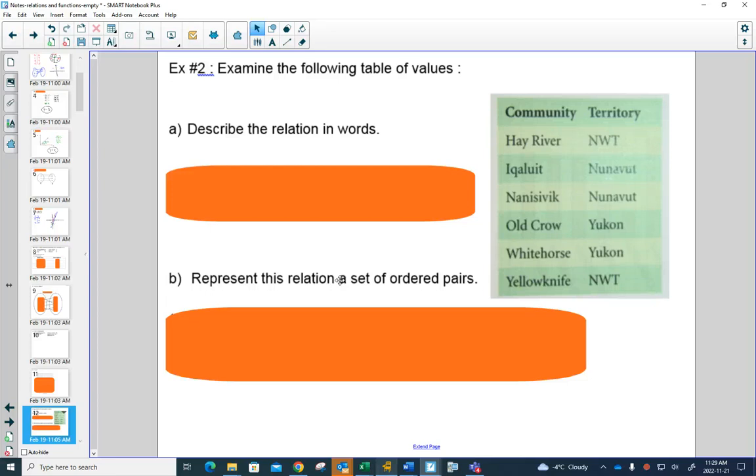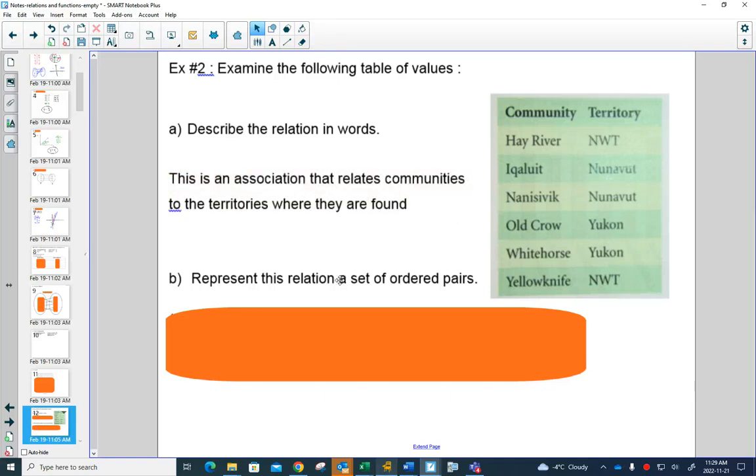I know the beginning here, we're doing a lot of word ones. We're going to be eventually going towards more numbers, but the idea is a relationship is any kind of connection between two things. So here, we've got communities and territory. What is the relationship in words? Does that make sense? Every community that exists in Canada is going to be in either a province or a territory. So there's a relationship there, right?